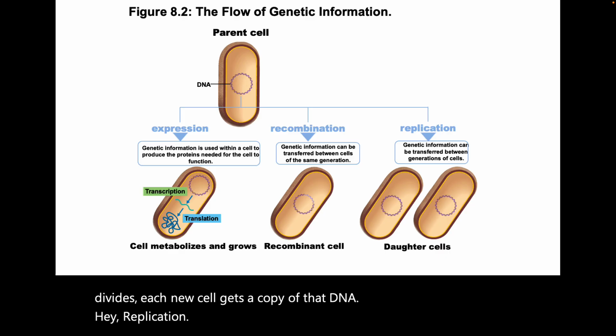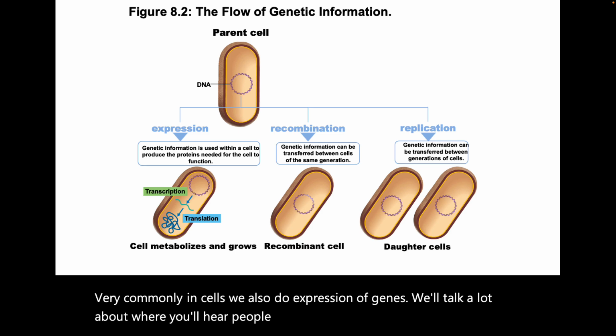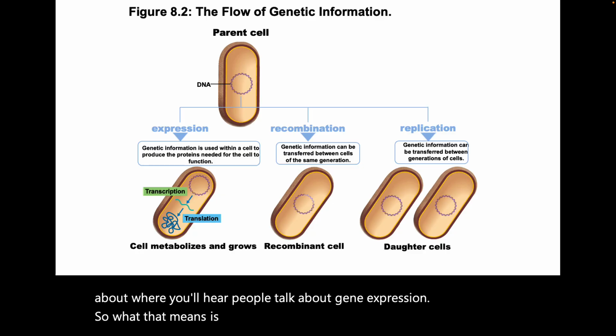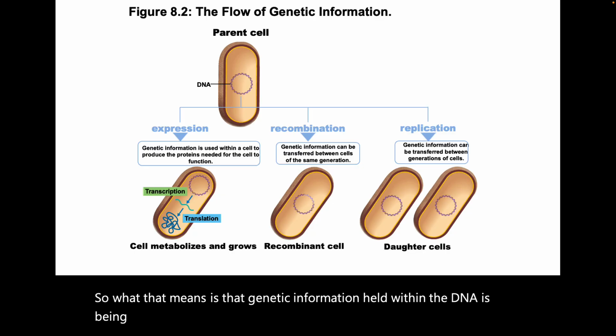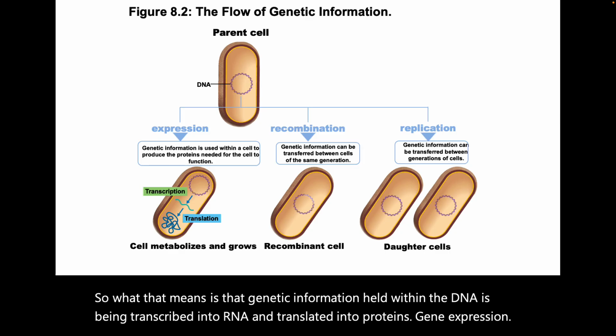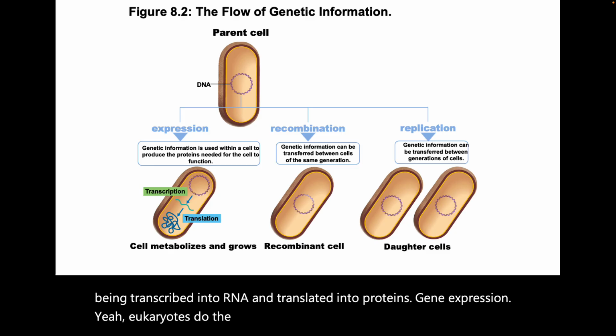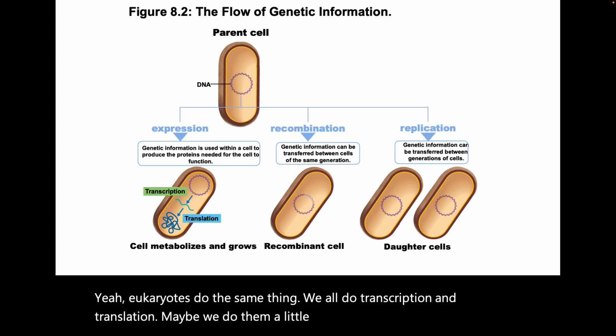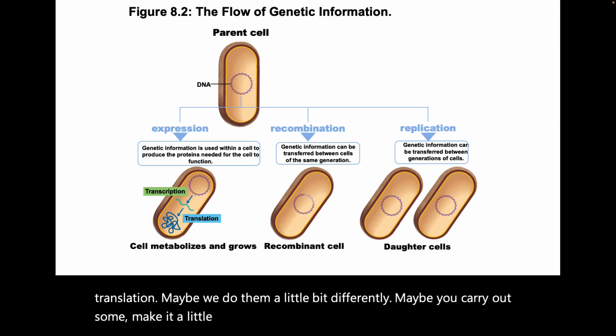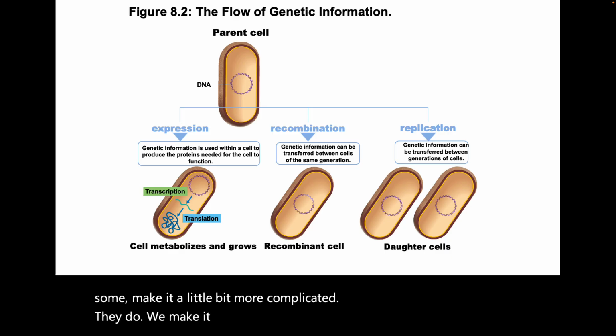Very commonly in cells, we also do expression of genes. You'll hear people talk about gene expression. What that means is that the genetic information held within the DNA is being transcribed into RNA and translated into proteins. Gene expression. Yeah, eukaryotes do the same thing. We all do transcription and translation. Maybe we do them a little bit differently. Maybe eukaryotes make it a little bit more complicated. They do, we make it more complicated. But the same basic processes are the same.